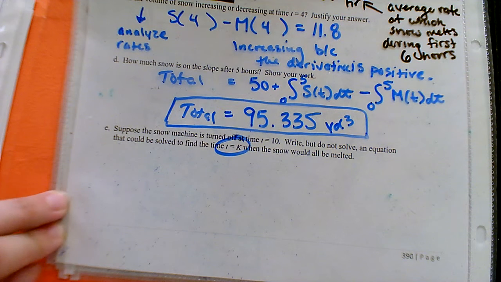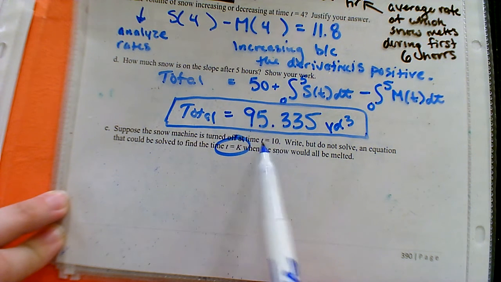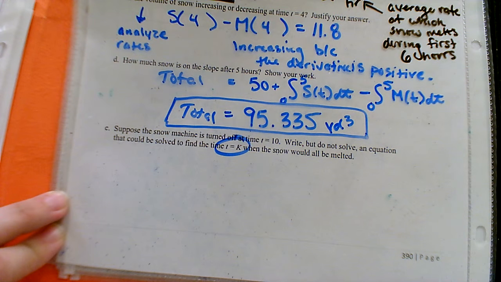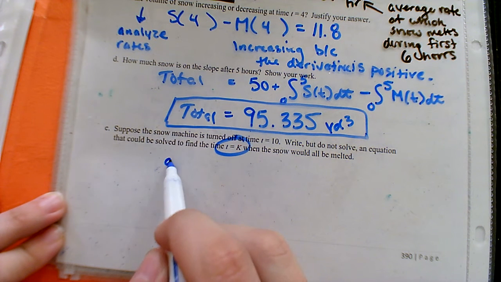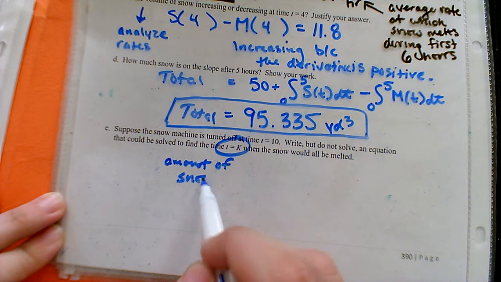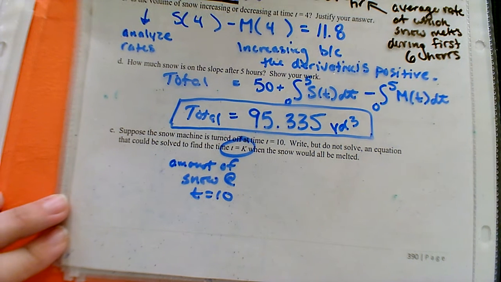All right, so if we kind of visualize in our heads, we have a certain amount of snow at time 10, the moment they shut the snow machine off. But then snow starts to melt, and we want to try to figure out when all the snow would be melted, meaning we don't have any more snow left. So can we figure out the amount of snow at time 10? What would we have to do to figure out when the snow would be gone? You're starting with a certain amount of snow and then you're losing some of it, right? Because it's melting. How can we represent the amount of snow lost?